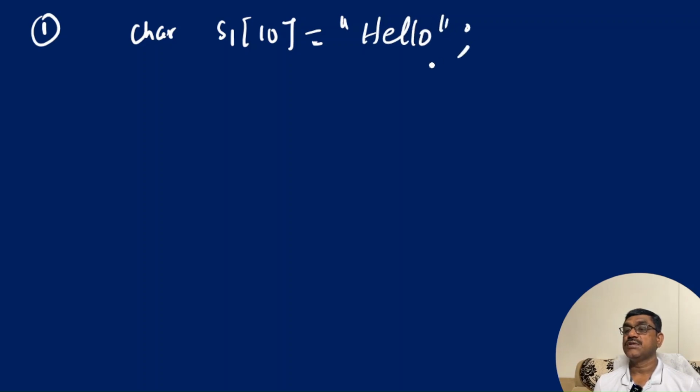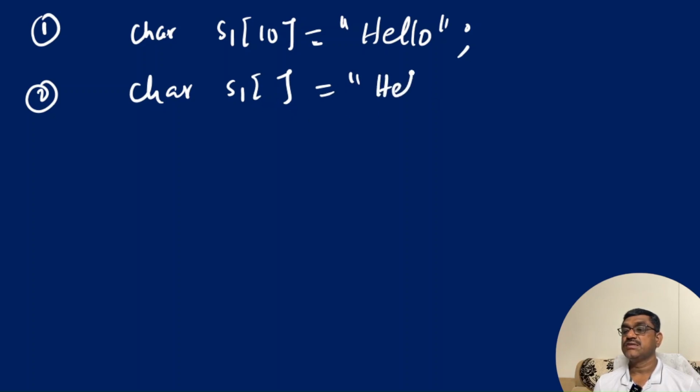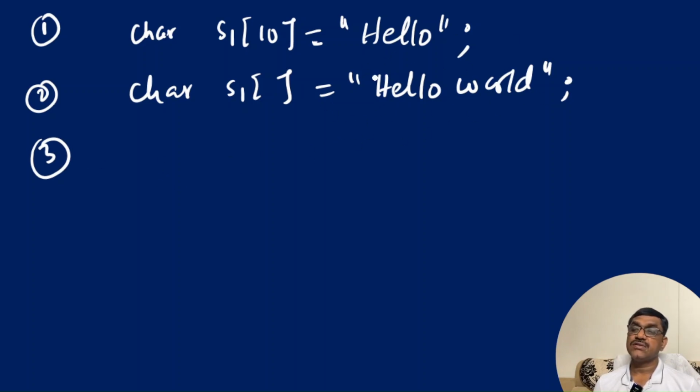This is one method. The second method is char S1 of, with no need to mention the size here. The size on the left side depends on the right side string constant that we assign. This is the second method. When we are enclosing in double quotes, the null character is not necessary. It is automatically inserted by the compiler to indicate the end of the string.